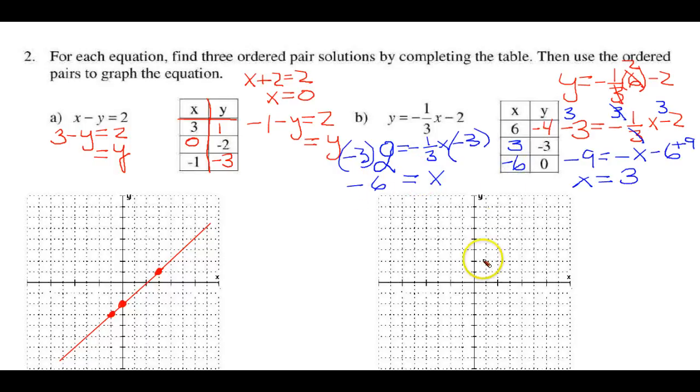So let's plot these points. 6, negative 4. 1, 2, 3, 4, 5, 6. 1, 2, 3, 4. 3, negative 3. 1, 2, 3. Negative 3 right there. And then negative 6, 0. Negative 6. 1, 2, 3, 4, 5, 6. And there we get a nice line here.